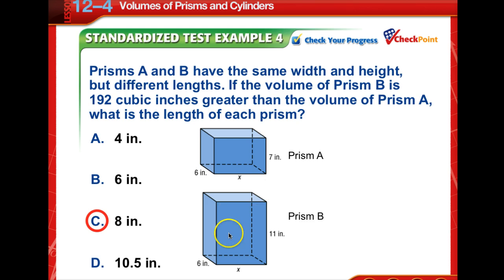6x times 11 minus 6x times 7. 66x minus 42x is equal to 192. 24x is equal to 192. Divide both sides by 24. We have 8 inches. Very good. You're ready to begin working the assignment.